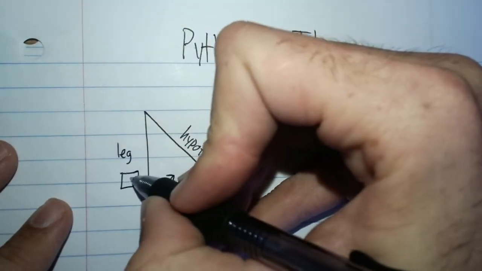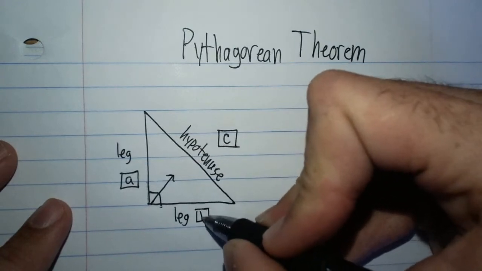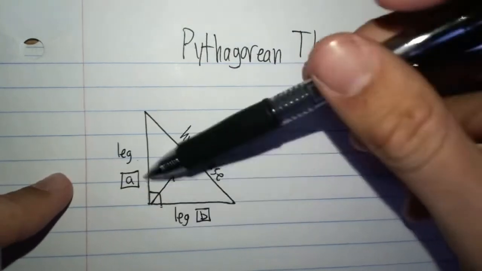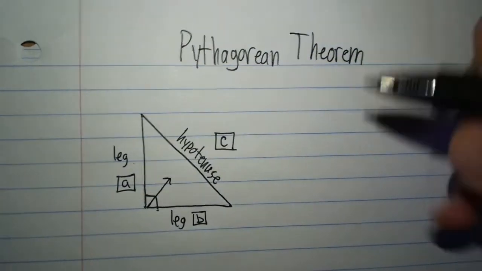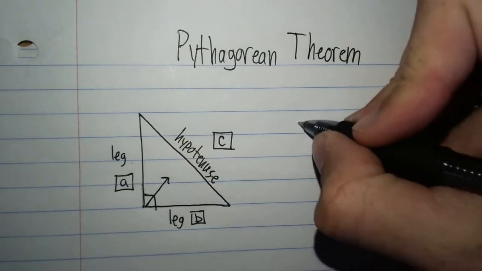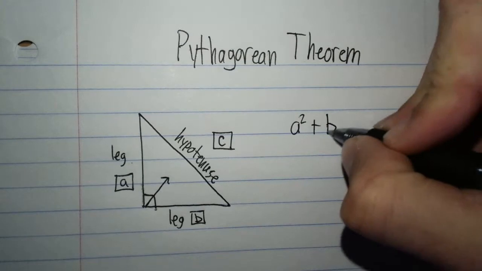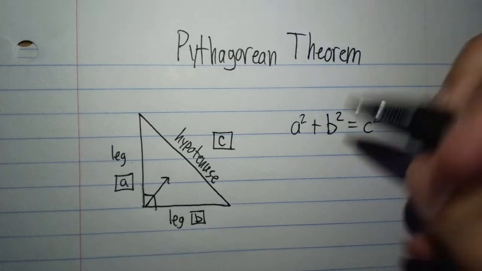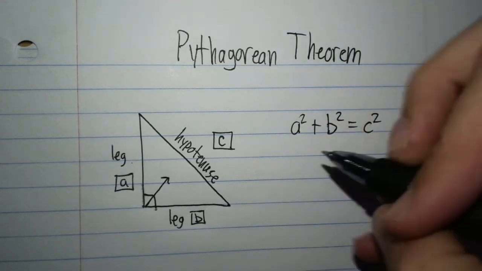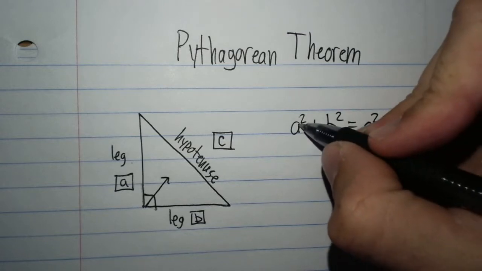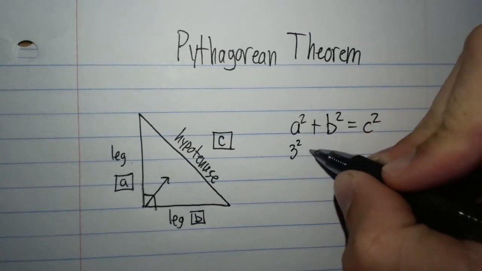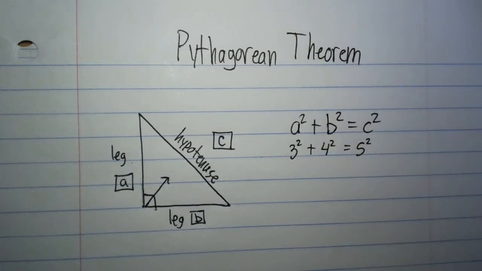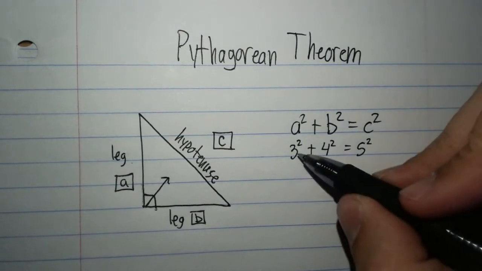These letters can be interchangeable. They can be A and B, B and A. It does not matter where you put those so long as these are your legs. The all-important formula for the Pythagorean theorem is a squared plus b squared equals c squared. For instance, if you had a triangle that had side lengths of 3, 4, and the hypotenuse was 5, it would look like this.